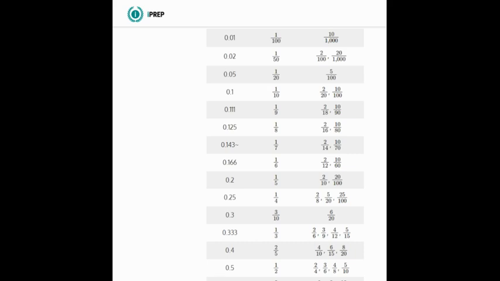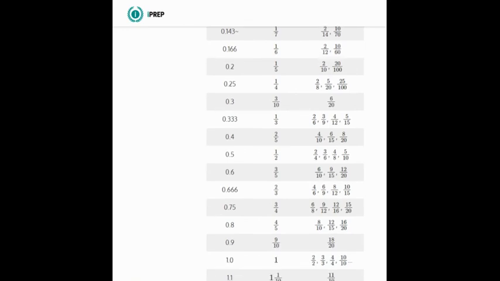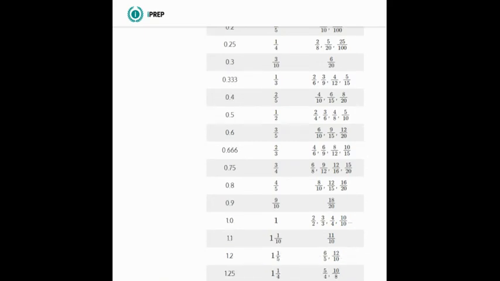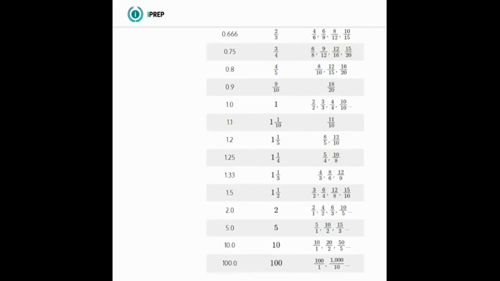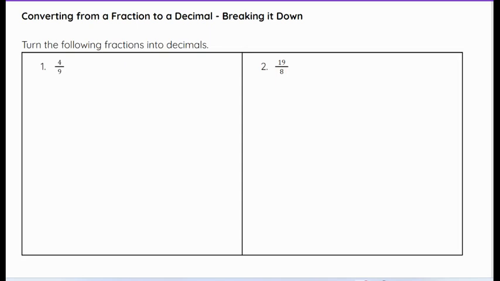1/5 is just 0.2. 1/4, a little more common, 0.25, so on and so on. 1/3 is 0.3 repeating. 2/3 then is 0.6 repeating. If you think about 1/3 multiplied by 2 is 2/3. 0.3 repeating. If you multiply all the threes by 2, you get 0.6 repeating. So again, this can be helpful to have memorized in terms of fractions and decimals and conversions.